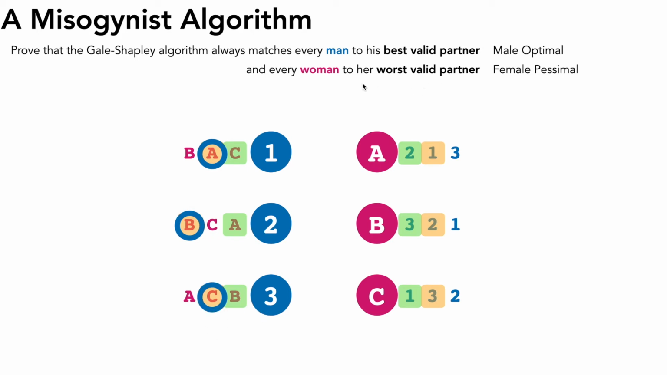Similarly, the worst valid partner for a woman is a valid partner, so a man who's highlighted on her list, but is at the bottom of the list since he's the worst valid partner. So the worst valid partner for A would be 1, the worst valid partner for B is 2, and the worst valid partner for C is 3.